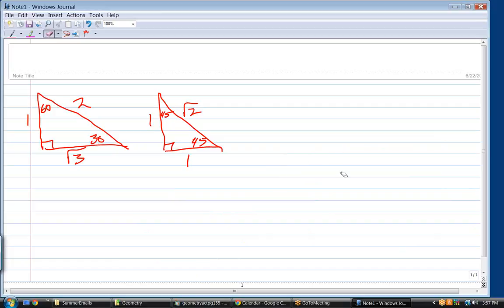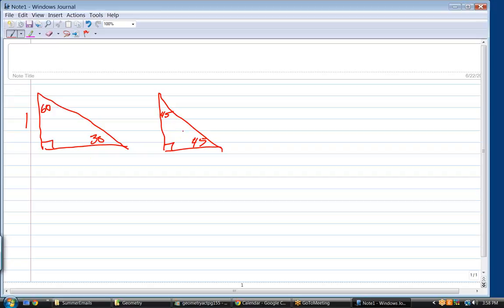All right. Remember these dimensions. What's opposite the 30 on this one? 1. What's opposite the 60? 1. That's on this one over here.